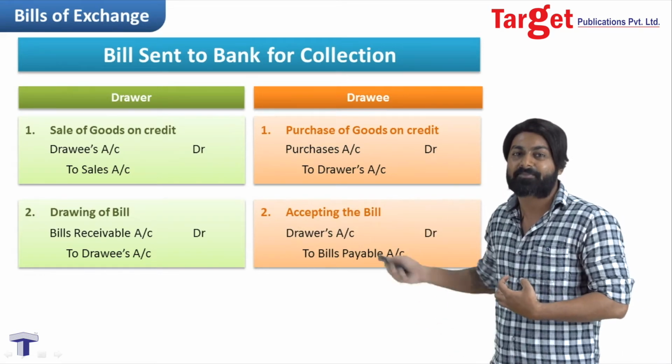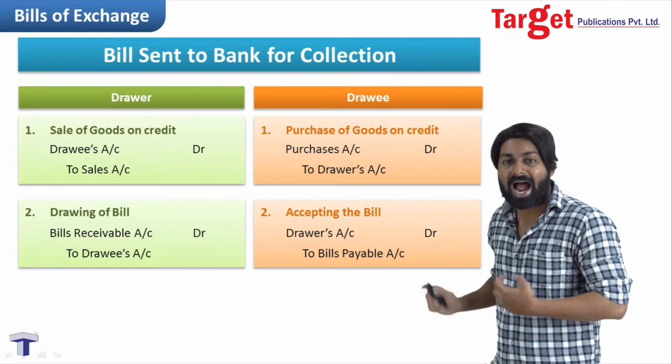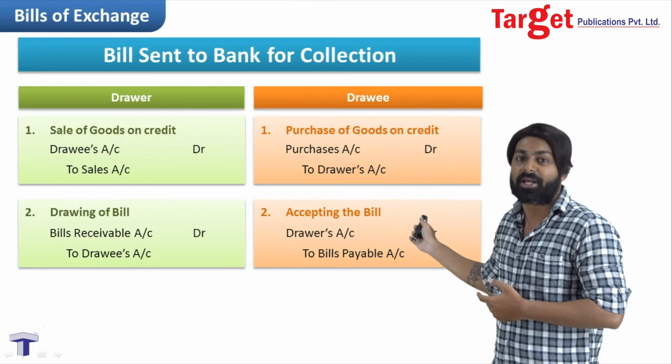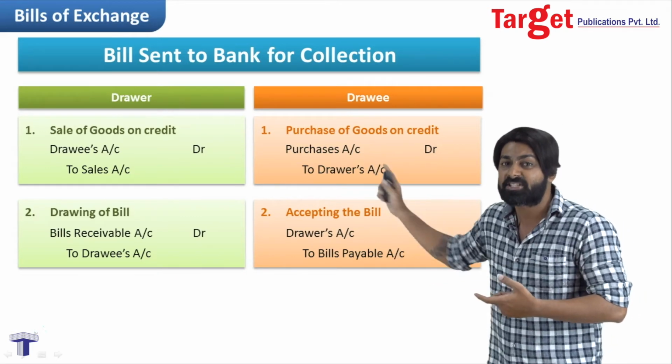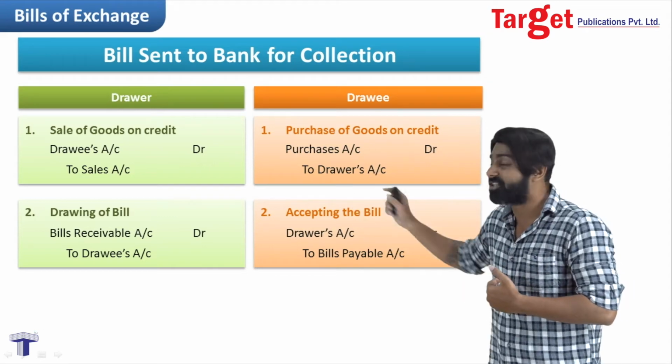So for receiving acceptance, the entry will be bills receivable account debit to drawee's account. And for giving acceptance, the entry in the books of drawee will be drawer's account debit to bills payable account. Now let us understand why this entry. So bills receivable debit because bills receivable comes in, and drawee credit because credit the giver.